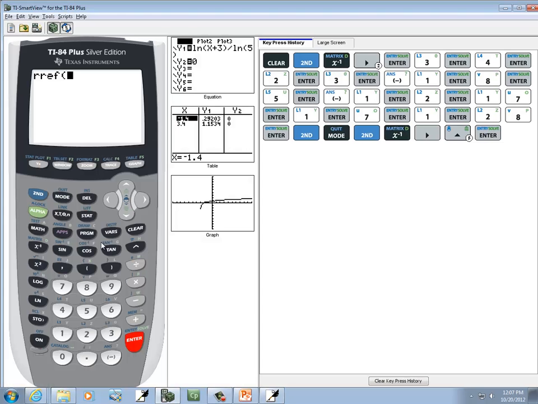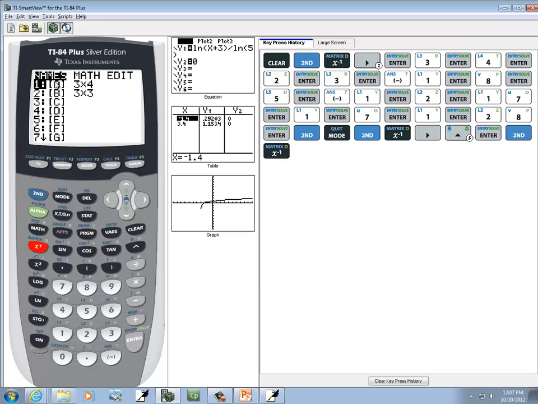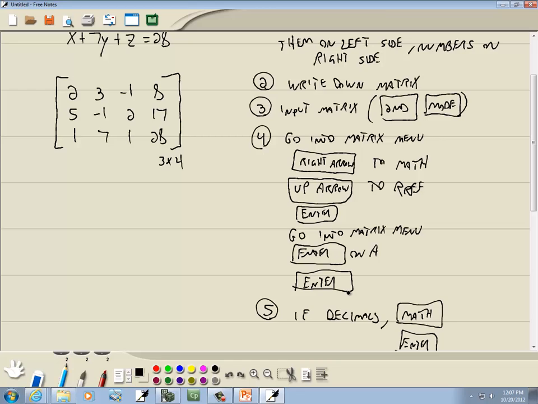Then it says go into your matrix menu. So we'll go back into it. Second x and negative 1. It says do enter on A. I'm under the names menu. See how A is already highlighted? So we just press enter. And then it says enter again.